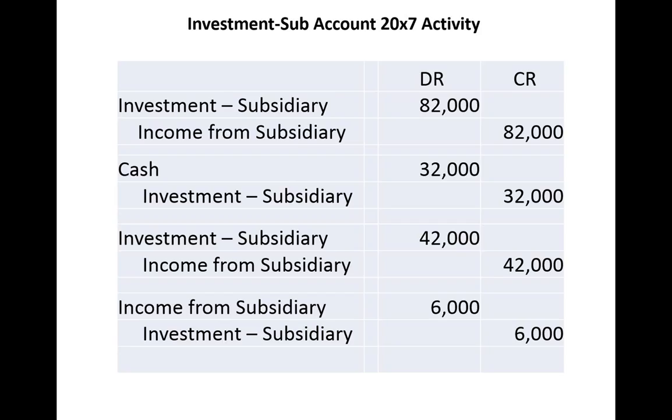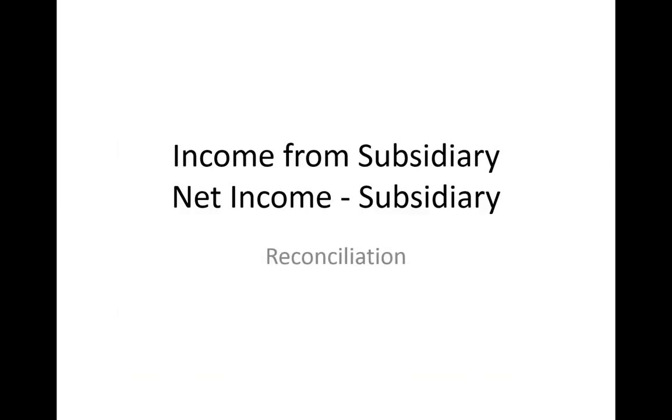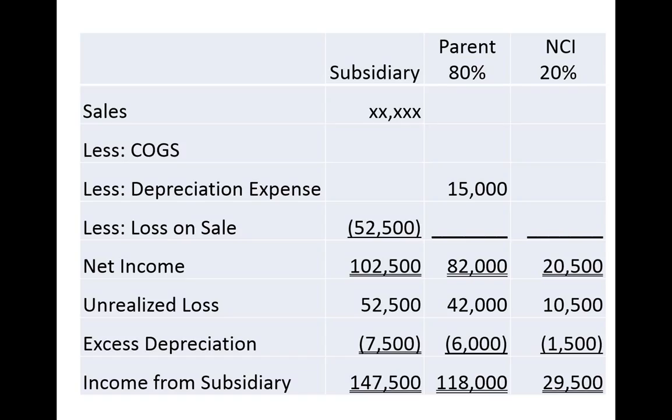So if we recap everything, we've got the net income, the dividends, any deferred loss, and then the excess depreciation. This is a little clearer when we look at the reconciliation. And notice what we're doing. There's a loss there, so we're going to add that loss back to undo the effects of that. And then if you look at the parent's depreciation, there's $15,000. The total depreciation should be $22,500, and that reduction of $7,500 will bring us to where we need to be.